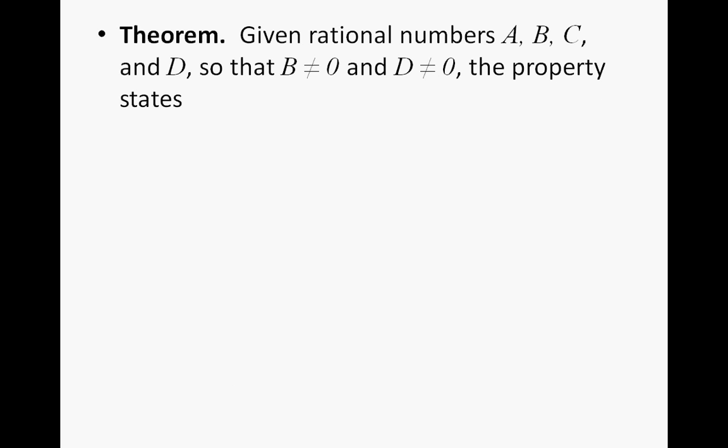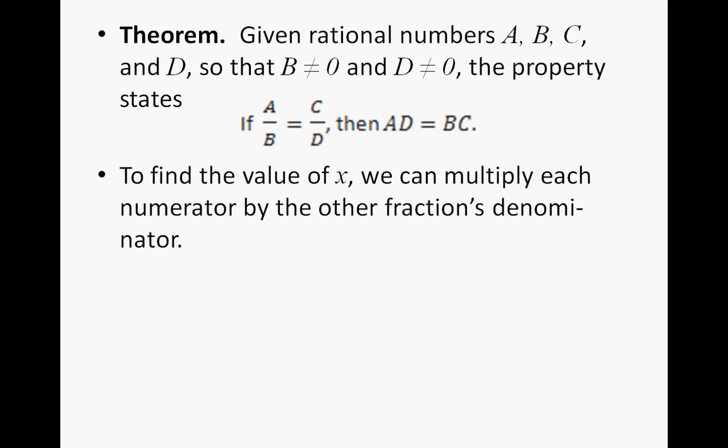So here is the theorem of cross multiplication, which actually was covered in 5th or 6th grade. Given rational numbers a, b, c, and d, so that b is not equal to 0 and d is not equal to 0, the property states that if a over b equals c over d, then a times d is equal to b times c. To find the value of x, we can multiply each numerator by the other fraction's denominator. So in this case, if we multiply according to the above, we would get 12 times x is equal to 6 times 5.